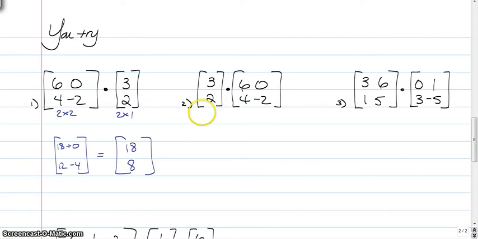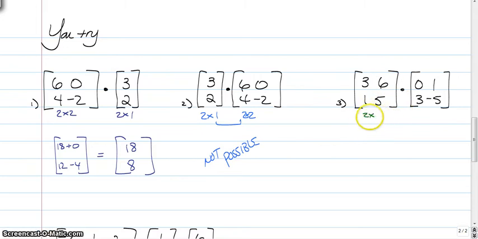Example number 2. This is a 2 by 1. This is a 2 by 2. And you can see right away this cannot be done. Not possible. Because the inside numbers are different. 1 and 2 are different. Can't be done.